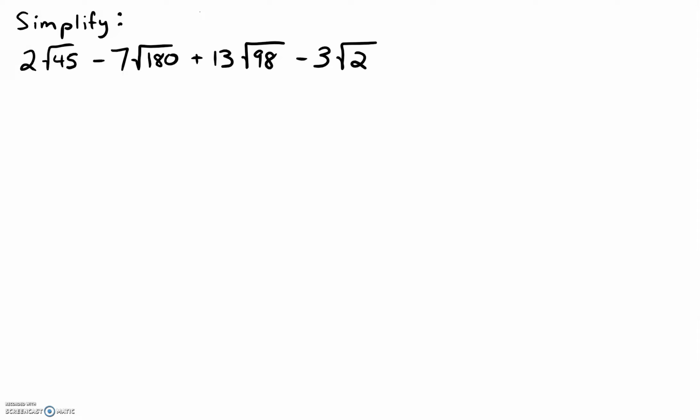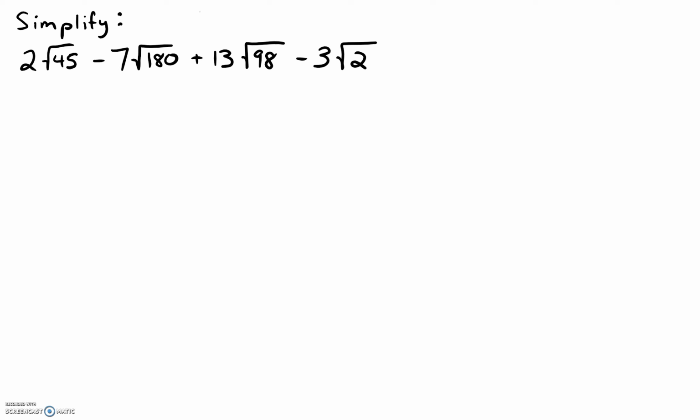In this video, we're going to look at simplifying an expression that involves various radicals. And so we're going to have to use several properties of radicals to make this look a little bit nicer. Now, if you just look at the problem, you can see it's pretty ugly. We have 2 times the square root of 45 minus 7 times the square root of 180 plus 13 square roots of 98 minus 3 square roots of 2.